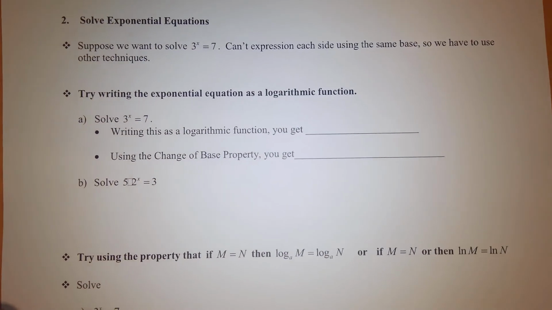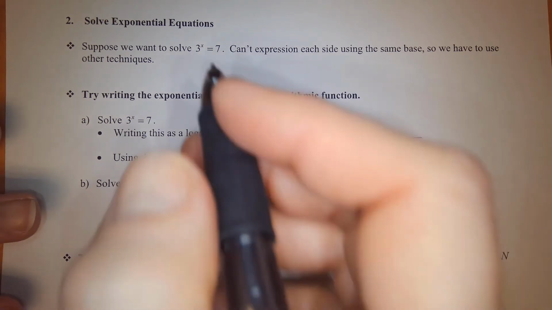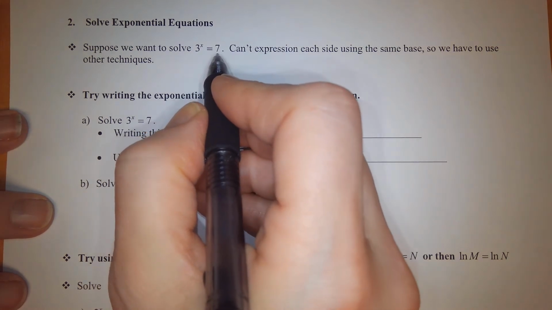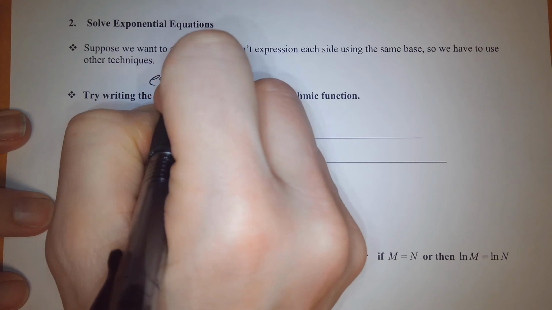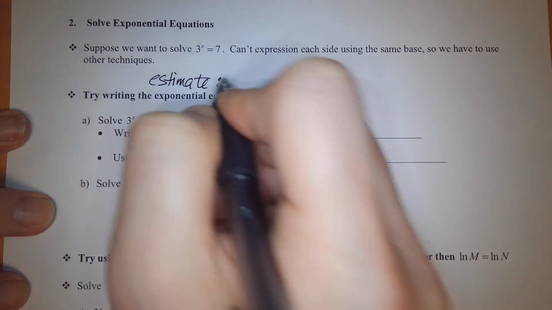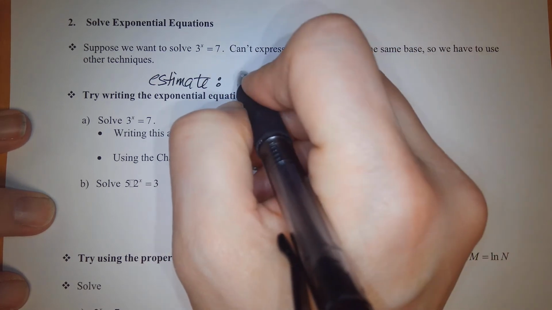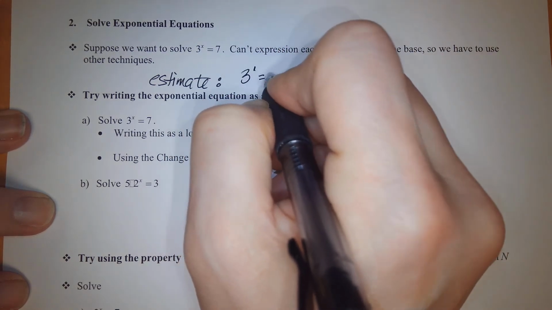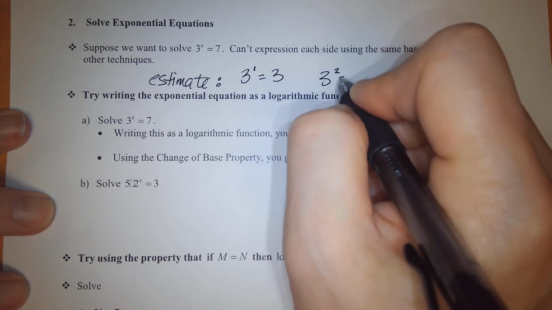Let's talk about some details of logarithmic and exponential equations. So on this side, we're supposing we want to solve 3 to the x power equals 7. I always ask my students to first estimate what they think this answer is going to be. This is a fairly simple one to estimate. I know 3 to the first power is 3, and I also know 3 to the second power is 9.